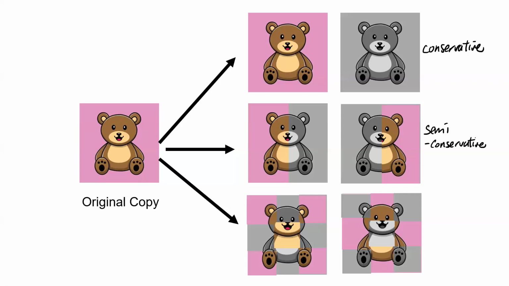The last model is called dispersive. It's kind of like semi-conservative. However, when you preserve the original, you are not preserving the entire left half. You're still preserving half of it, but the half is scattered all over the place. Okay, it's like a patchwork. So the end result is going to be a mixed match of new and old materials scattered throughout the entire thing. Okay, dispersive.